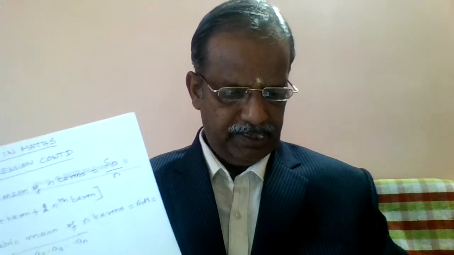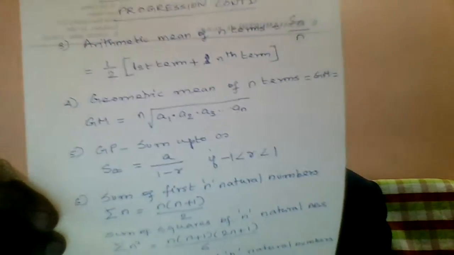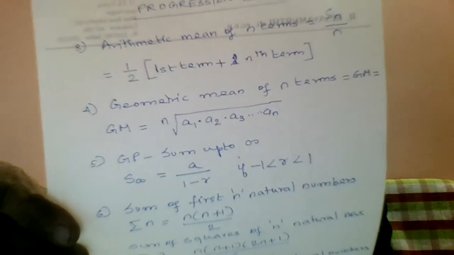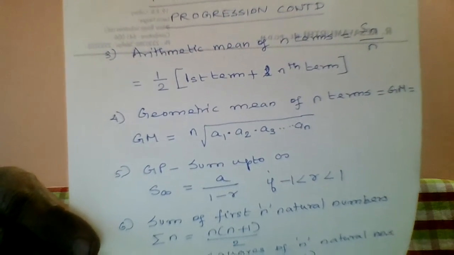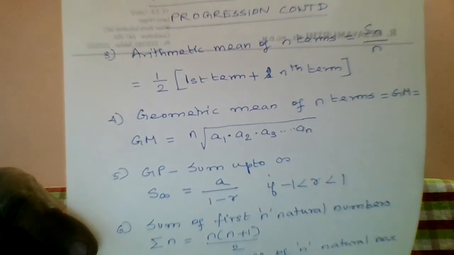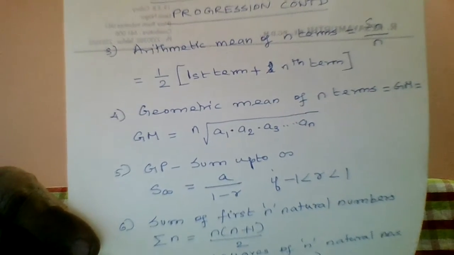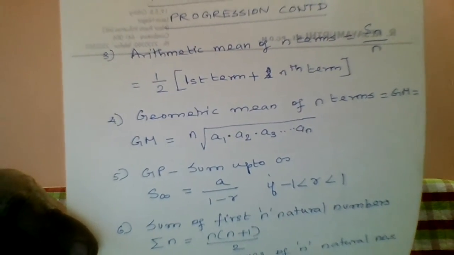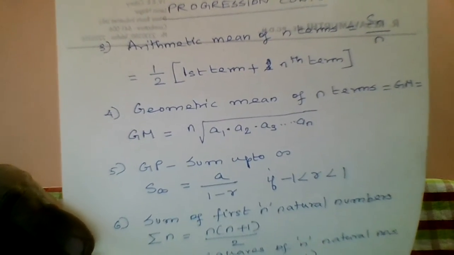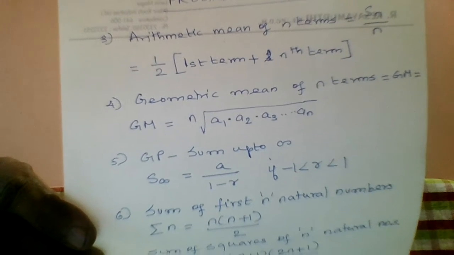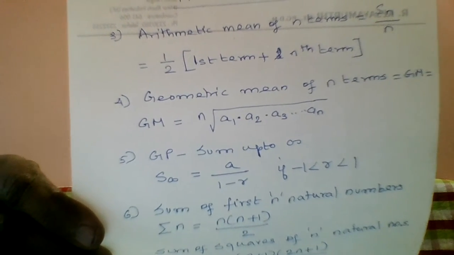Okay, let us look at some more formulas in the arithmetic progression series. Arithmetic mean of n terms is equal to Sn divided by n, that is, the sum of the terms divided by n. That is also equal to half into first term plus nth term. Geometric mean of n terms is the nth root of a1 into a2 into a3 into up to an.